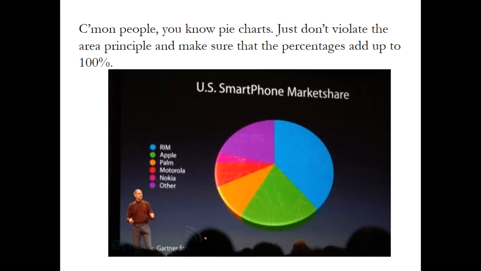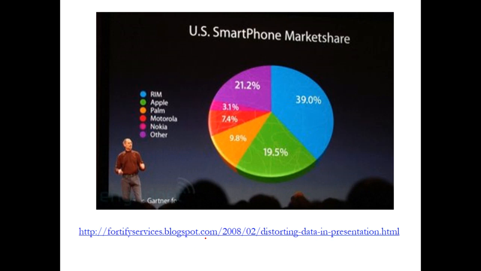Now, one of the things we want to do is when we make pie charts, there's certain rules. We don't want to violate the area principle. And what I mean by that is this was actually given at an Apple presentation by Steve Jobs, where he showed this pie chart. Now, the information, though, was that blue, RAM, had 39% of the market share. Apple had 19% of the market share. And as we go through, we have other at 21% of the market share.